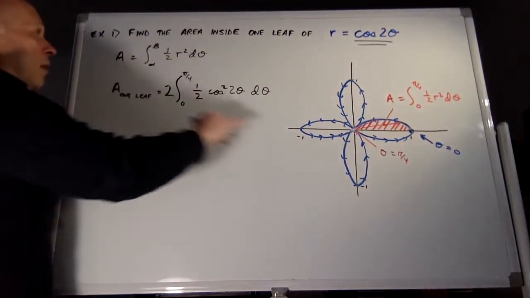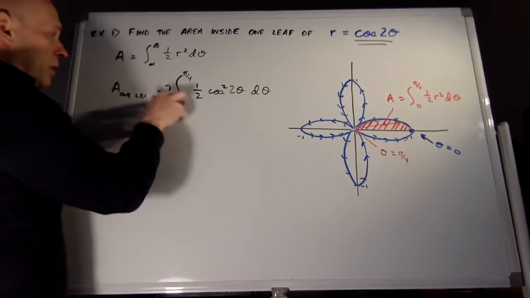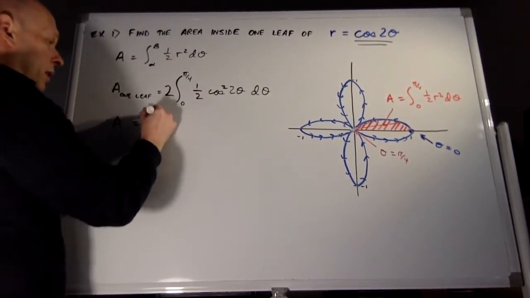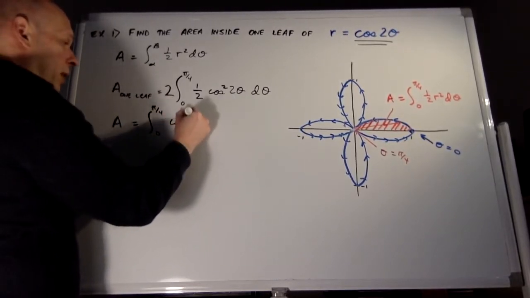So we're going to just plug in r, which is cosine 2 theta. So we have our cosine squared 2 theta. This 1/2 can come out of the integral, multiplying the 2, giving me a 1 there. So the area here is going to be the integral from 0 to pi over 4 of cosine squared 2 theta.